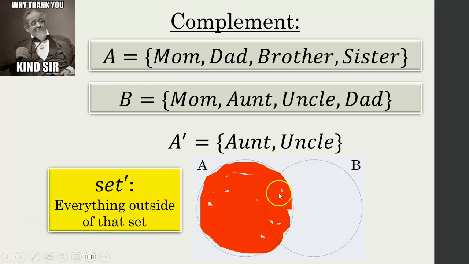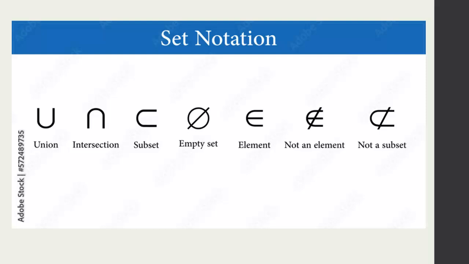So I've cut out A. Imagine I picked up that A circle and I cut it out. Anything that's left over in B, that's what A complement is. So complement just means anything outside that set, anything that's not in that set. And that's all the notation you have to know.